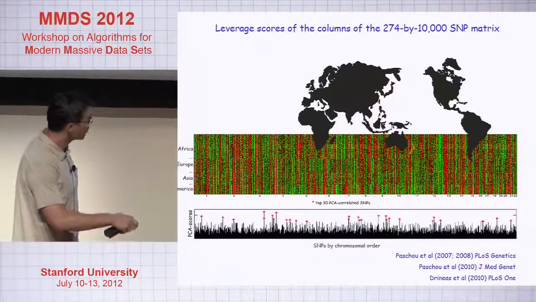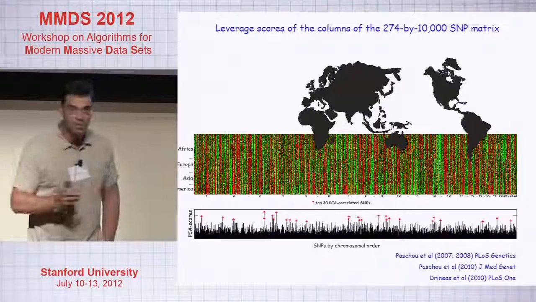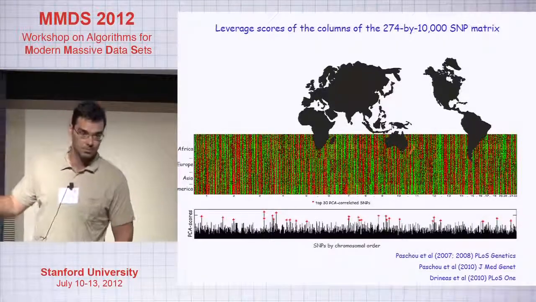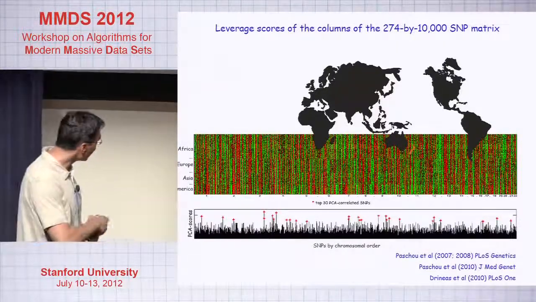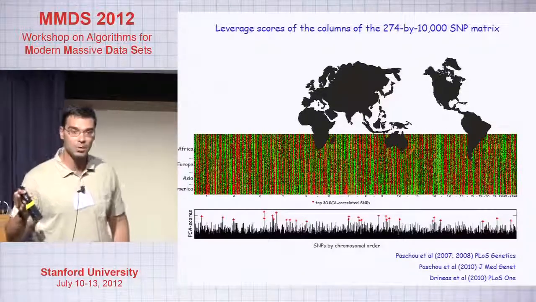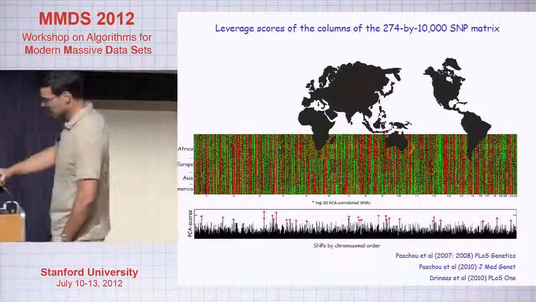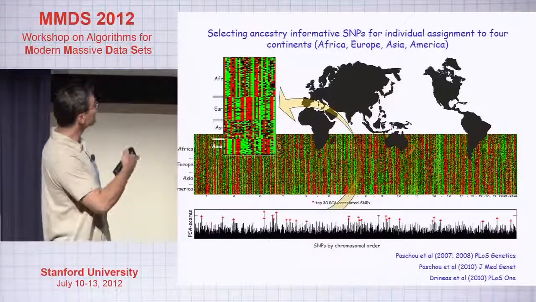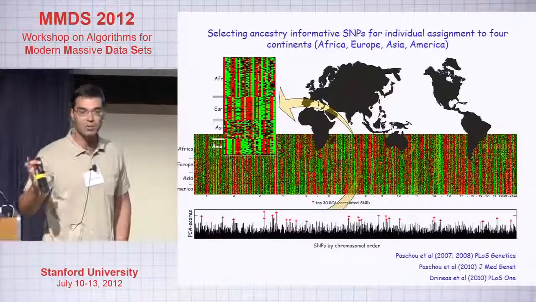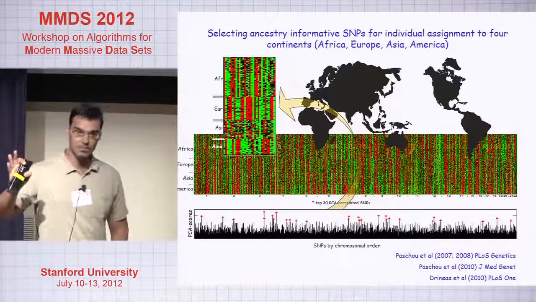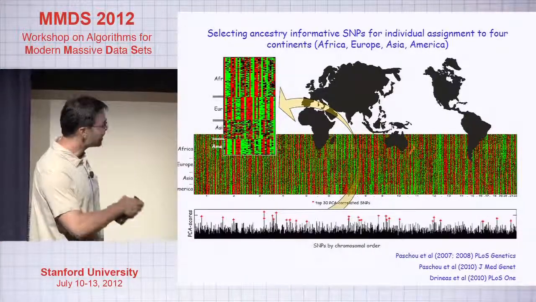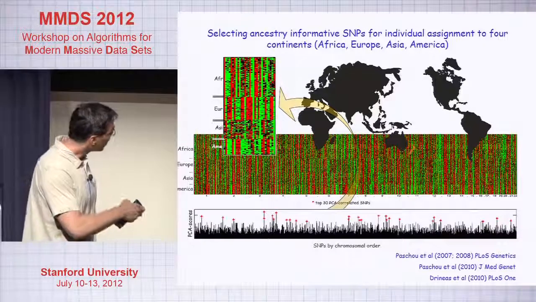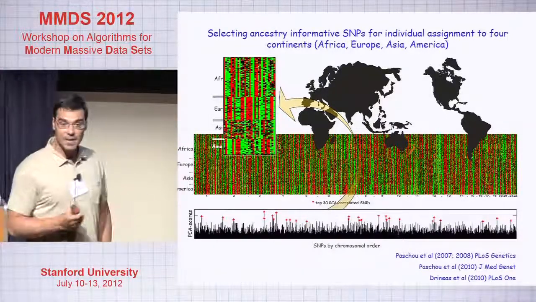These are the leverage scores of the columns of this matrix. Very non-uniform. Are these outliers? Are these things you want to discard from your data? Let's pull them out. So these are the top 30 SNPs with respect to leverage scores, and there are very clear structures that correlate with regions. This is unsupervised. I never told the leverage score computation algorithm what the various regions are.